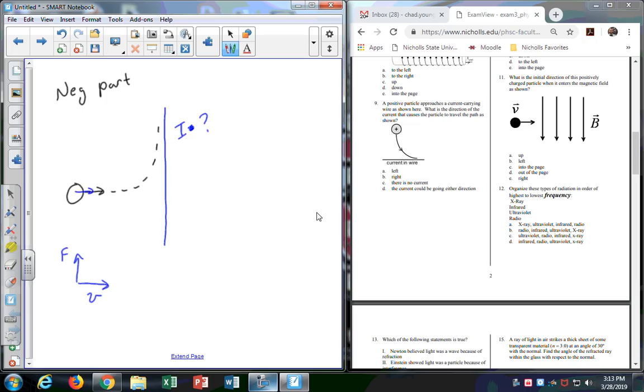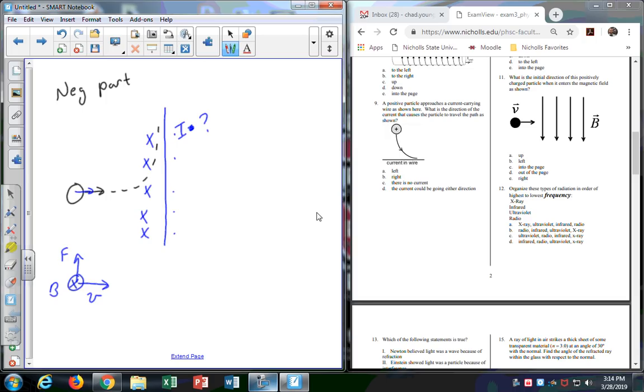Our first step is to figure out what is the magnetic field. Thumb in the direction of the force, fingers in the direction of V. So my magnetic field is what direction? Into the page, right. So my magnetic field looks like that. So I know on this side of the wire, my magnetic field is like that. And then on this side of the wire, my magnetic field looks like that.